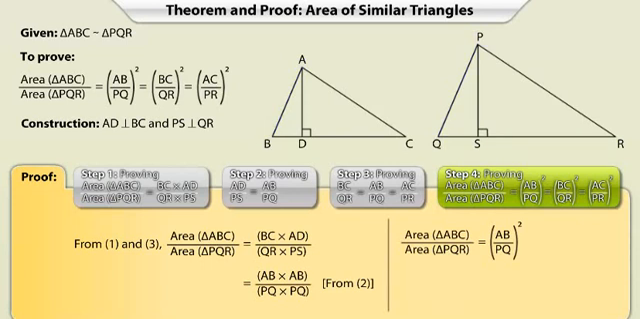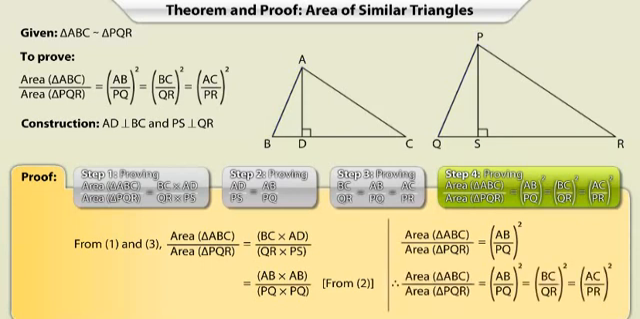Similarly, by using the other ratios from equation 3, we get this statement. So, we have just proved the area of similar triangles theorem.